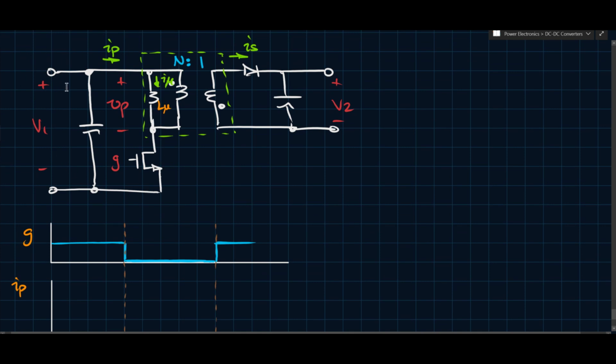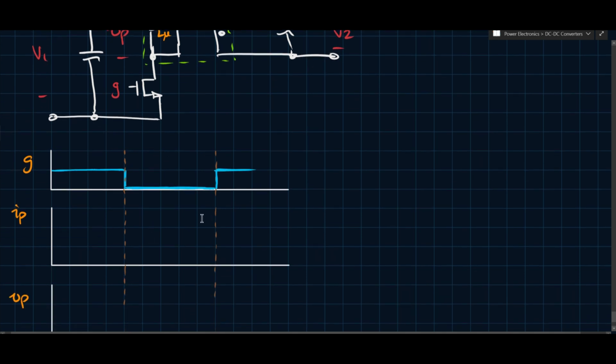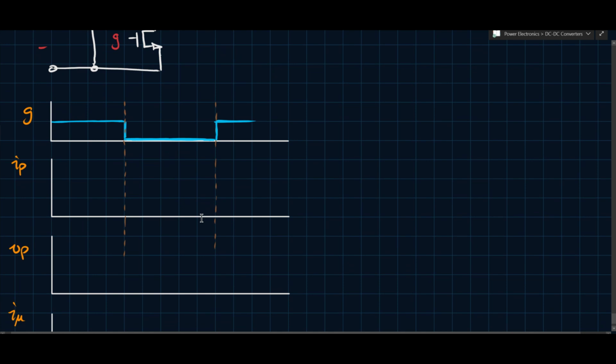So it'll come from this positive terminal, it'll go down through L mu, and then it'll go through this transistor, and then it'll have a closed path there. And when the transistor is off, IP doesn't really have anywhere to go because it can't form a closed circuit. So what happens is I mu instead starts flowing through this side, meaning IP is only non-zero for as long as the switch is conducting.